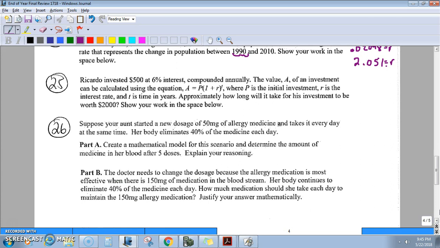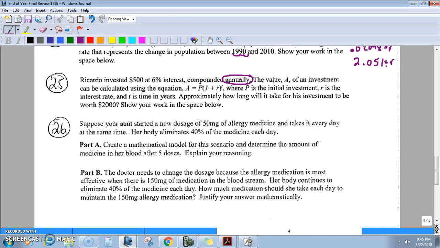Question 25: Ricardo invests $500 at 6% interest, compounded annually. That's important. Compounded annually means I don't have to divide by 12 or whatever to make that weird equation. Also, what's cool is you can figure that out by going back to that other question that we had before, right? The value A of an investment can be calculated by using this equation. Again, so nice of them to give us an equation where P is the initial investment, R is the interest rate, and T is the time in years.